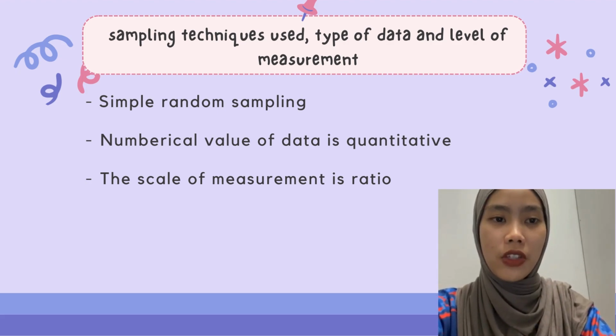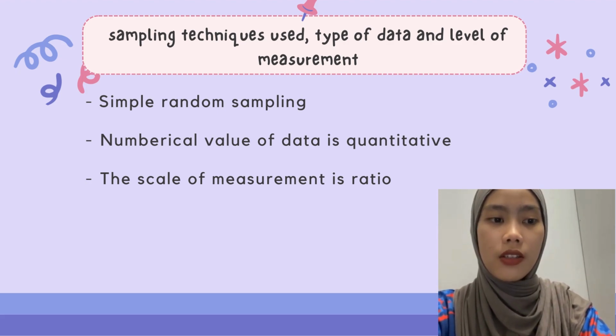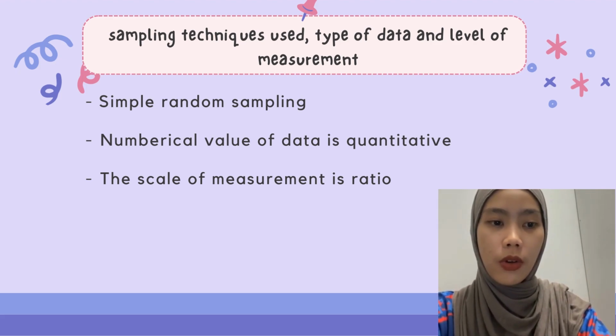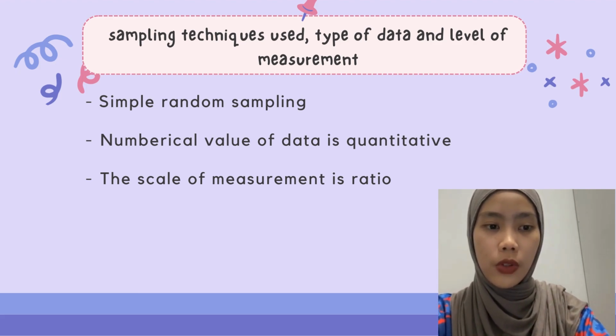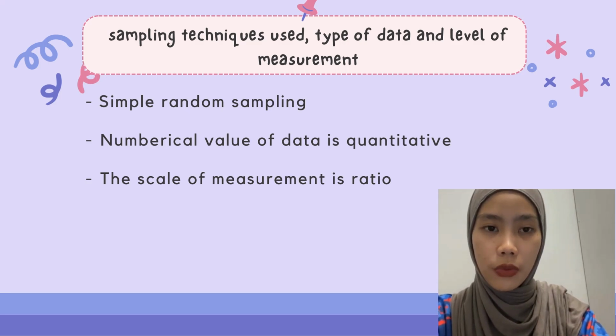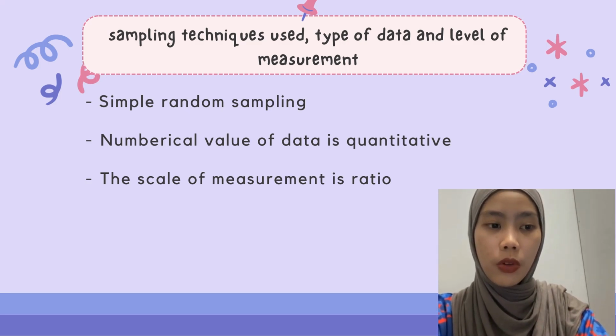Next, the level of measurement in this table is the ratio scale. This measurement scale is the most detailed and precise in statistics. It possesses a true zero point and provides meaningful value ratios.